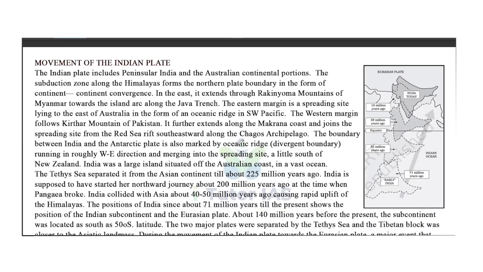Now, movement of the Indian plate. The Indian plate includes mainly Peninsular India and the Australian continental portions. The subduction zone along the Himalayas forms the northern plate boundary in the form of continent-continent convergence. So what is happening here? The continental convergence is happening.